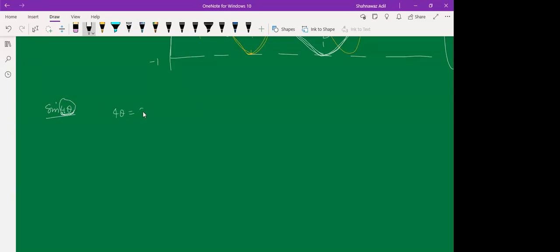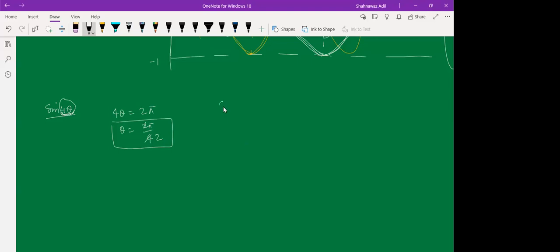At pi, 2 pi. Right? So then we can calculate the period of this angle, that would be 2 pi by 4. So that would be how much? That would be pi by 2. Right, so this would be the period of this.